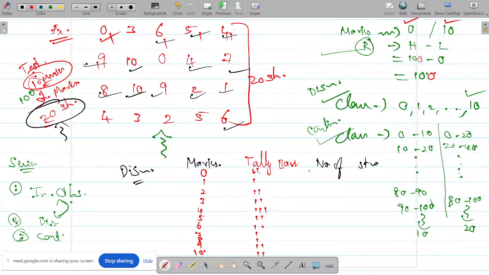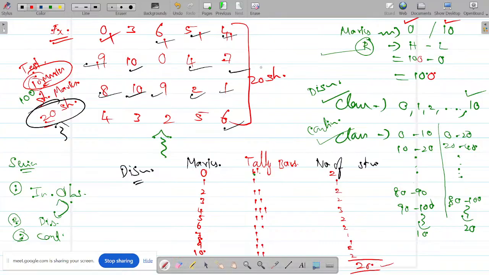How many? 1 and 2. See, I count the number of lines here, 1 and 2. So I write it as 2. Next is 1, 2, 2, 3, 2, 2, 1, 1, 2, 2. So totally I get 20 students. This is how I do it when it is a discrete series.